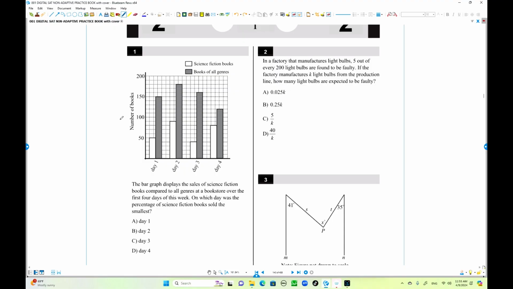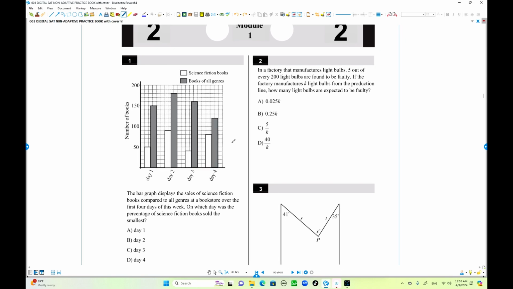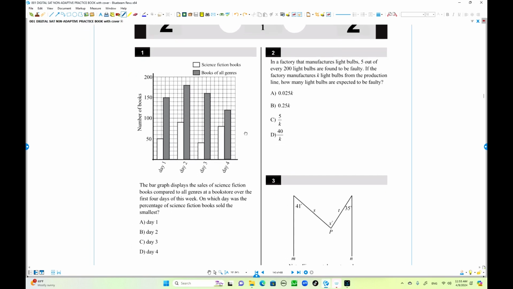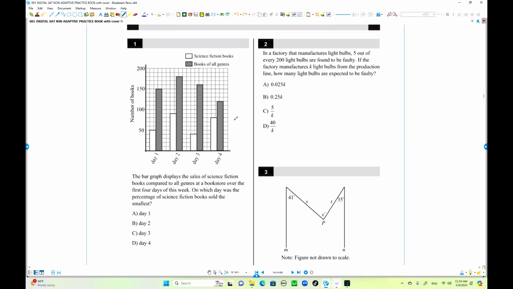Hi everyone, this is test 2 in the book, Digital SAT Math. From today, we are not going to do all the questions in the module. We're going to try half of that, around 12 or 13 or 14 questions. All right, now let's do this one. I'm going to choose number 1 over here.